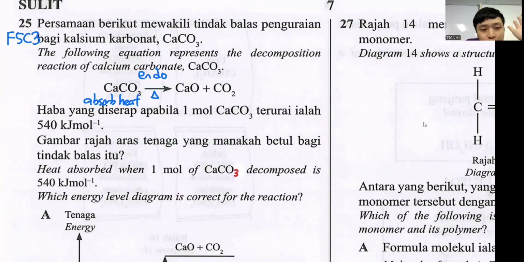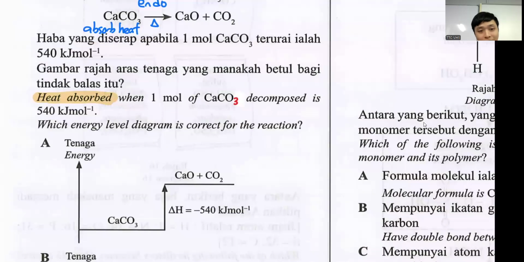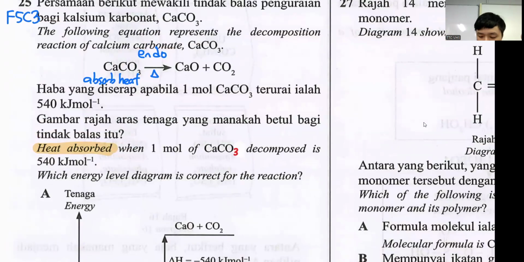So they told you this heat is absorbed, right? Heat absorbed when 1 mole of calcium carbonate is decomposed is 540 kilojoule per mole. So what is the correct energy level diagram? Very easy one, okay? Just remember endothermic absorbs heat, right?